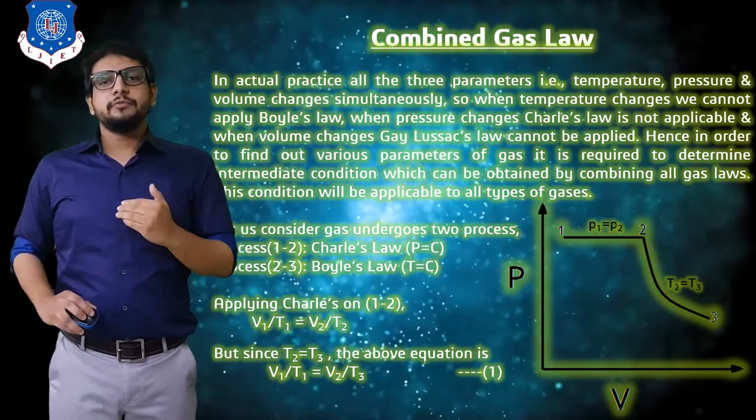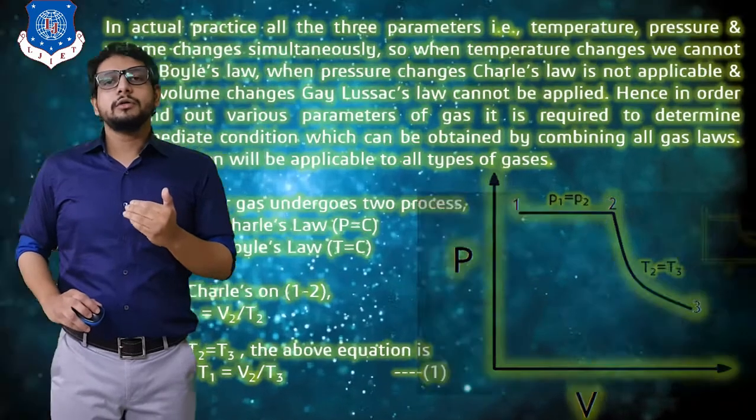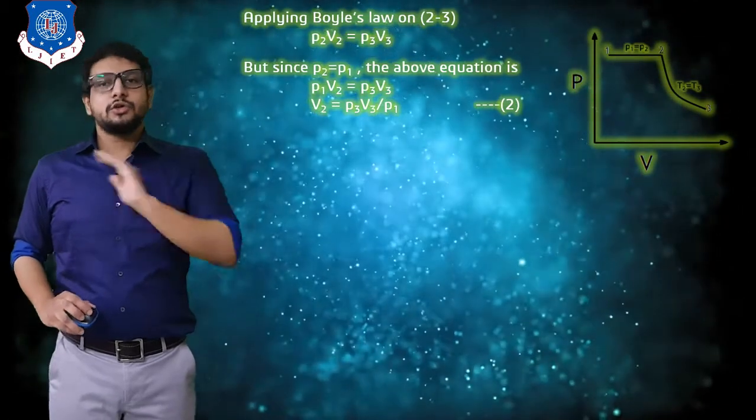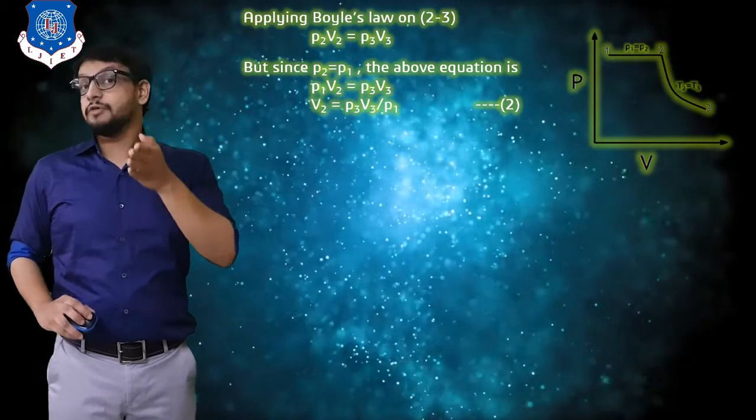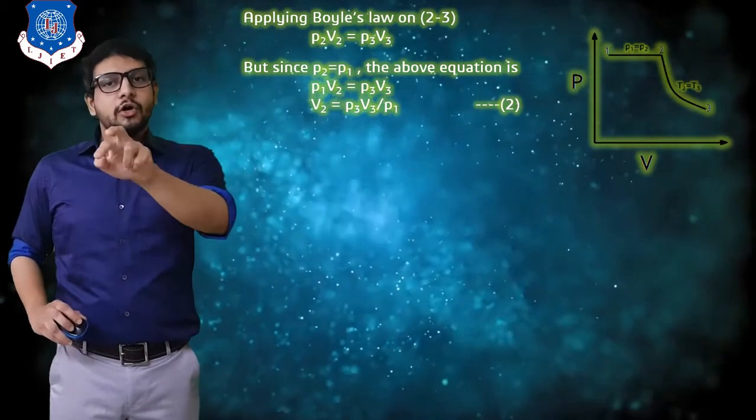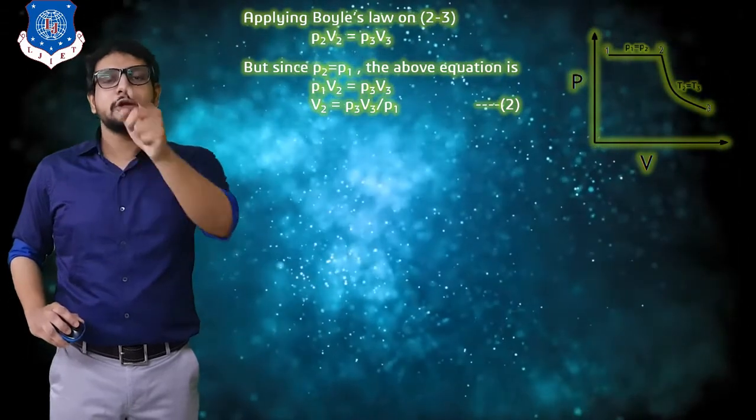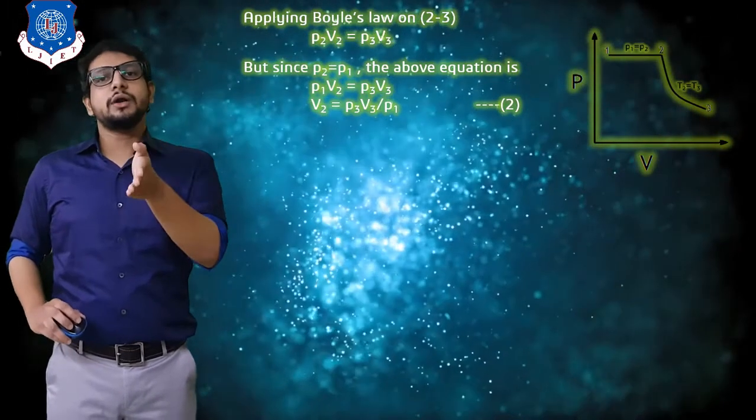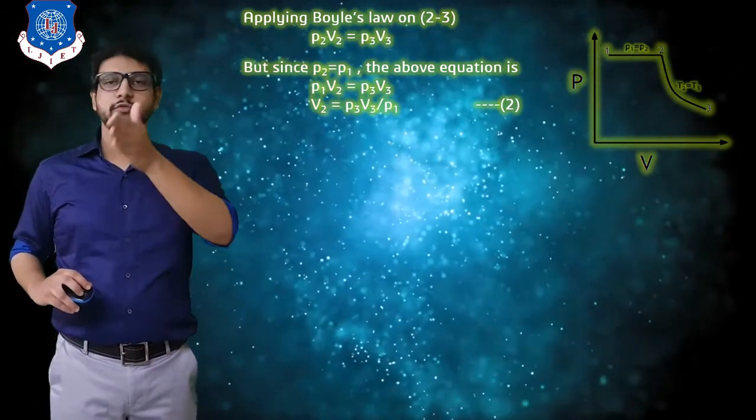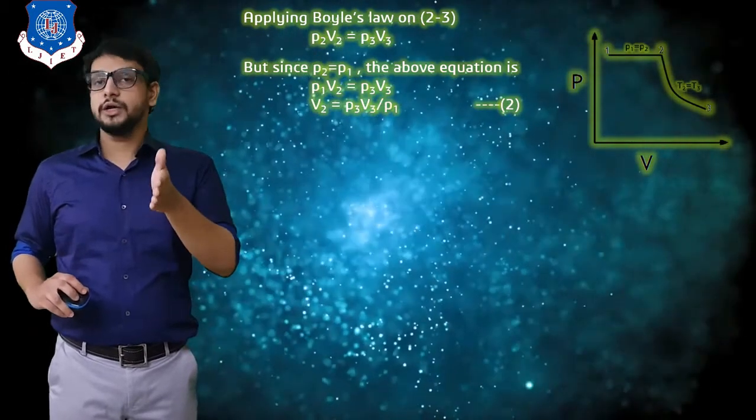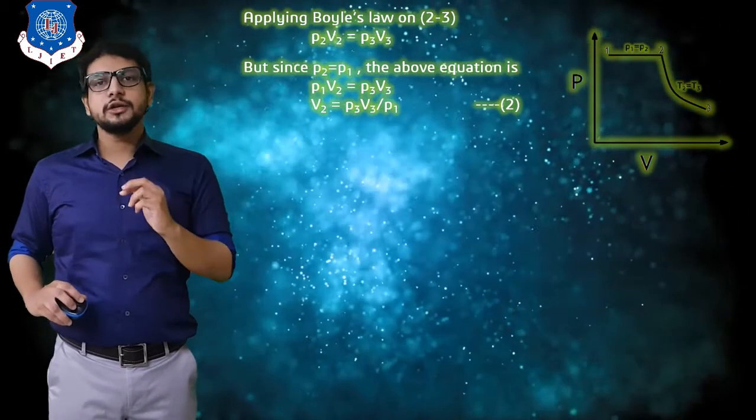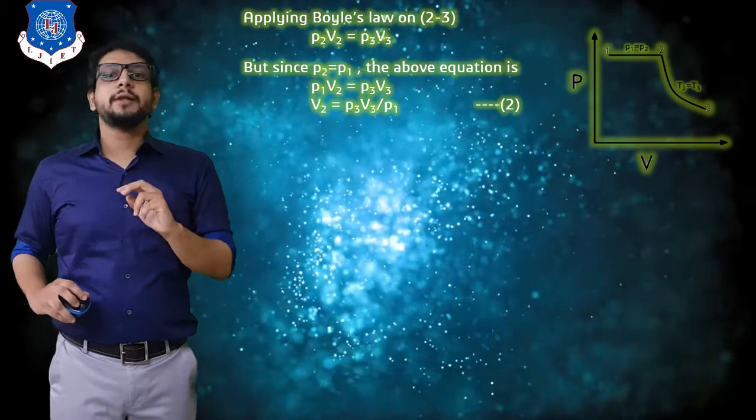Next we need to apply Boyle's law on our process from state 2 to state 3. We know what Boyle's law is: according to Boyle's law the equation is P1 V1 is equal to P2 V2, which we have seen in our last session. Now applying Boyle's law on our process from state 2 to state 3, the equation becomes P2 V2 is equal to P3 V3. But since from state 1 to state 2 pressure P1 is equal to P2, and we need to combine both equations, in our Boyle's law equation we can substitute P1 in place of P2.